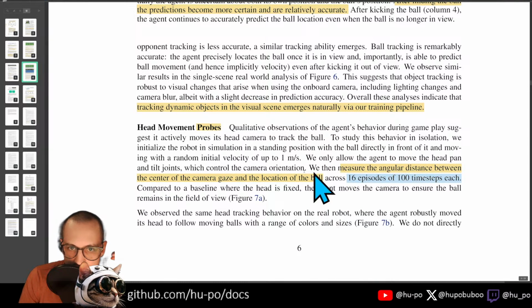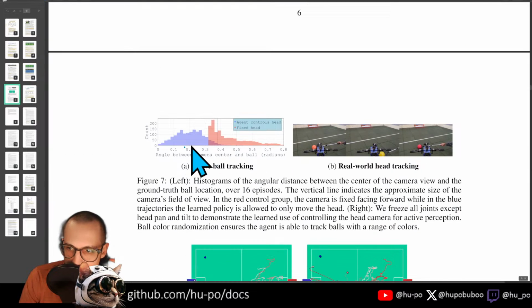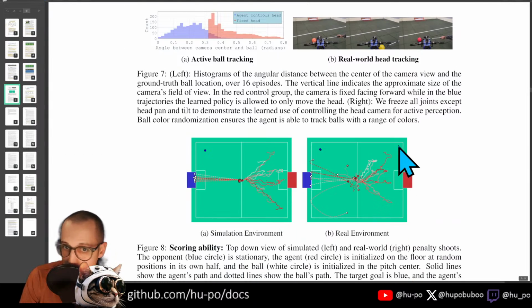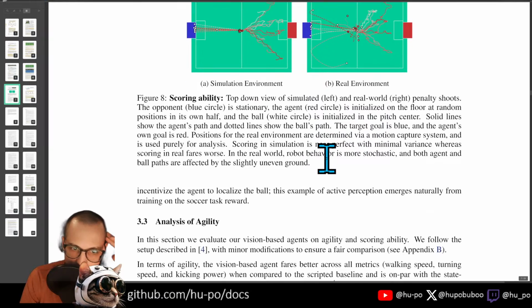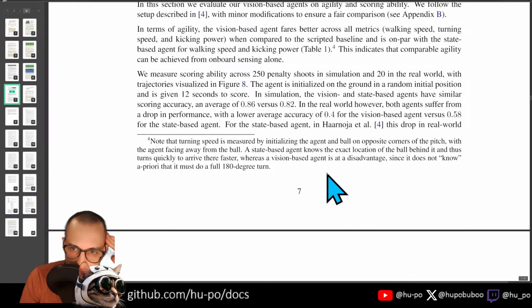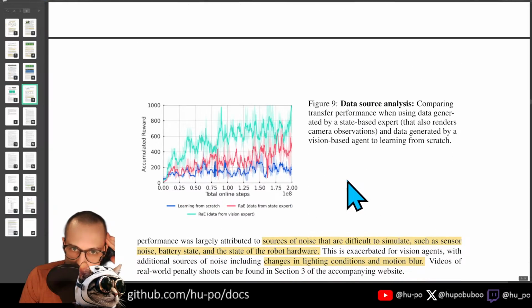We measure the angular distance, head movement. Here they're basically just showing you that this head tracking emerged naturally. It's not something that they trained by reward shaping or encouraged. It just literally happened. Blah, blah, blah.